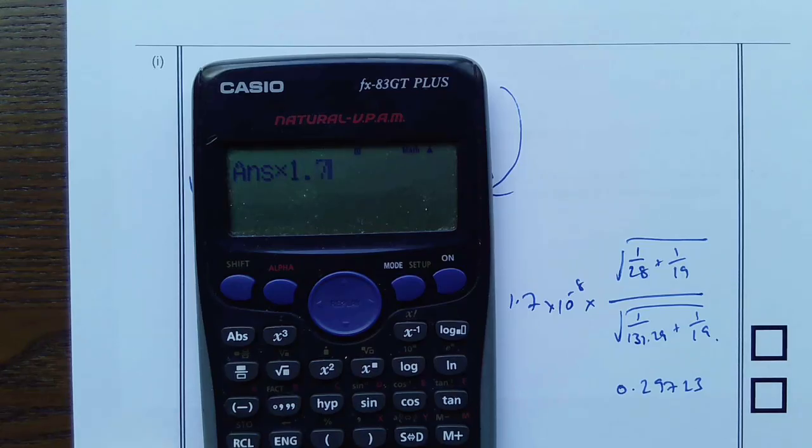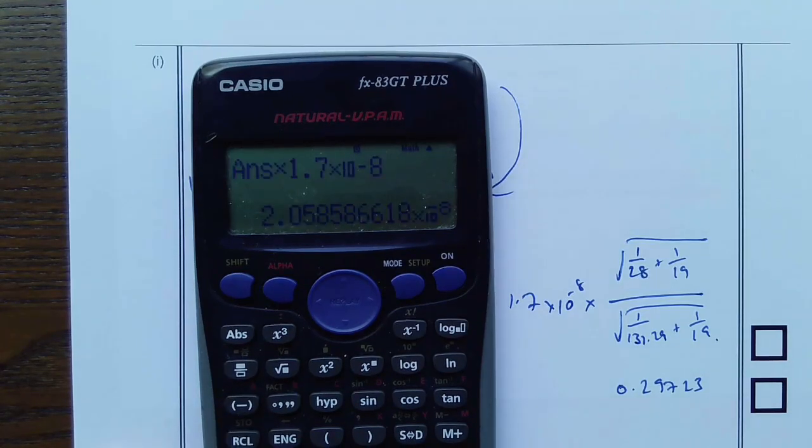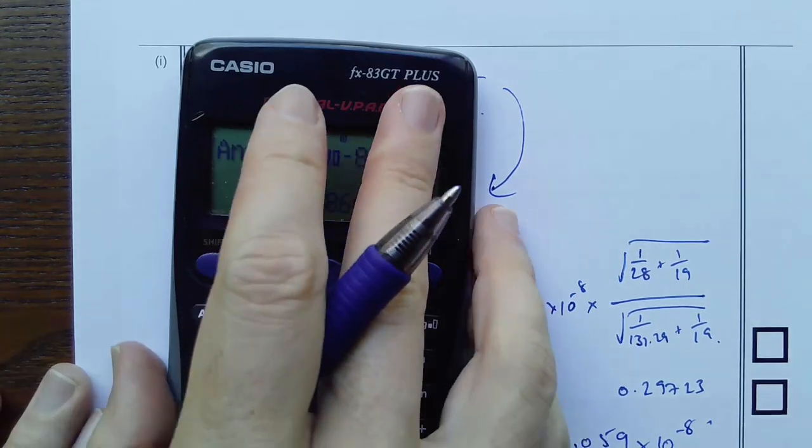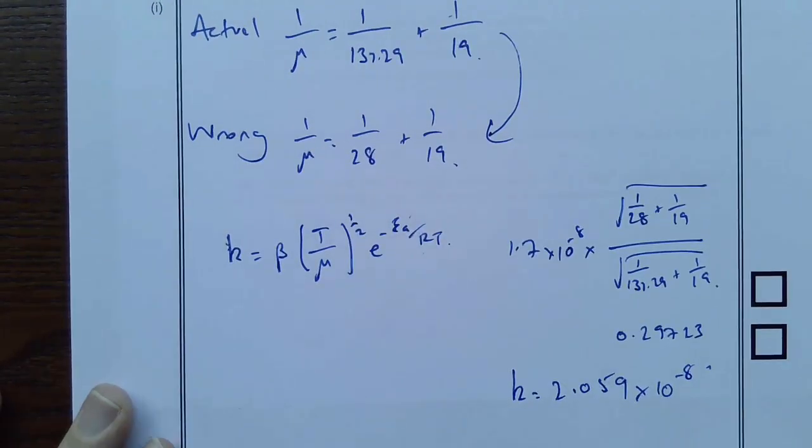Multiplied by 1.7 times 10 to the minus 8, gives me my new value of K: 2.059 times 10 to the minus 8. Right, so if you see it, fantastic. If you don't see it, it's a little bit trickier, right?